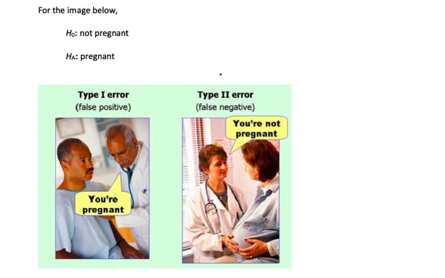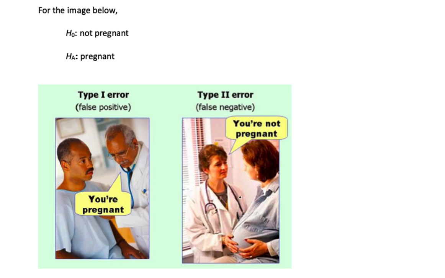In this situation, my null hypothesis is not pregnant and my alternative is pregnant. So a type 1 error, or a false positive, is when the person is not actually pregnant, but the doctor is telling them that they are pregnant. So the null hypothesis is true, but the doctor is rejecting the null hypothesis and claiming that there's evidence for the alternative.